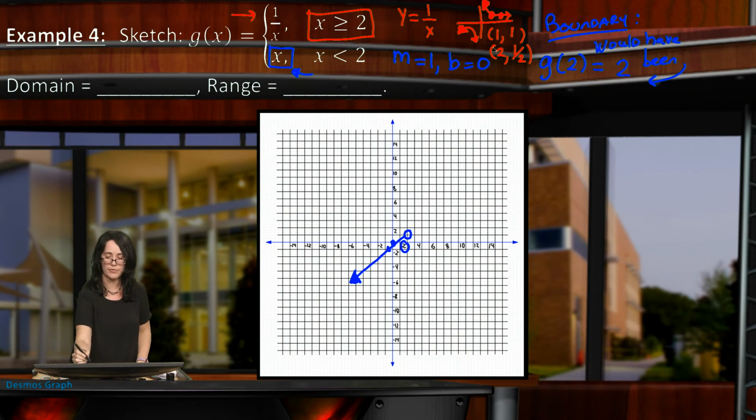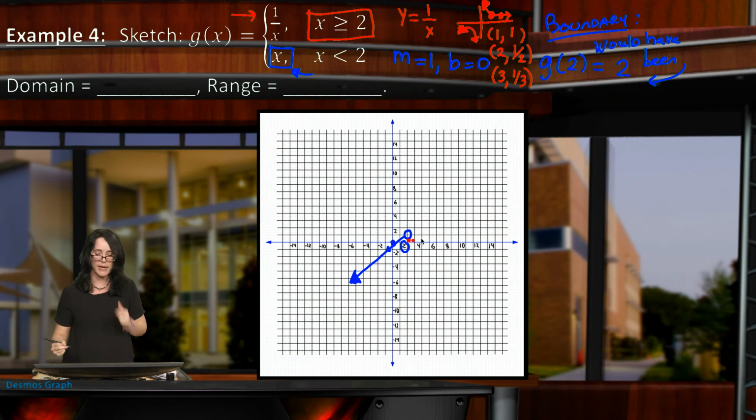So I already have one of those points we talked about. When x equals 2, we should be at 1/2. So at 2, we should be at 1/2. Well, that's going to be really low way down here somewhere. Okay. What about when x is 3? Because we need values bigger than 2, right? Well, wouldn't that be at 1/3? Y is 1 over x, so 1 over 3. Well, that's going to be even lower. And so what ends up happening for this piece is we get something that looks something like this.